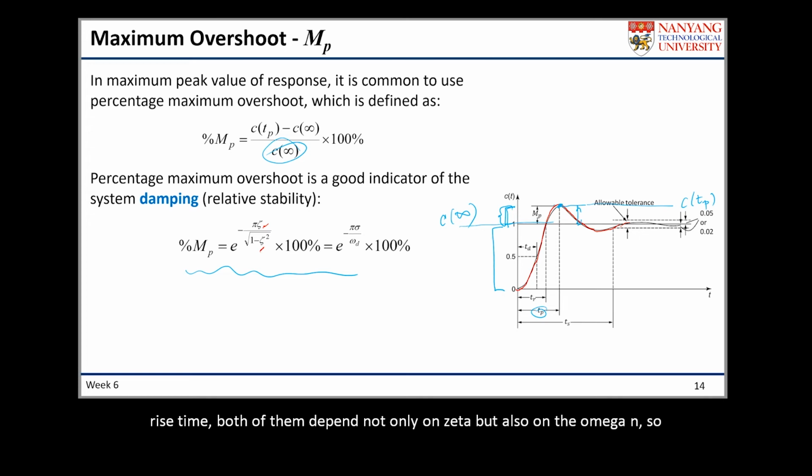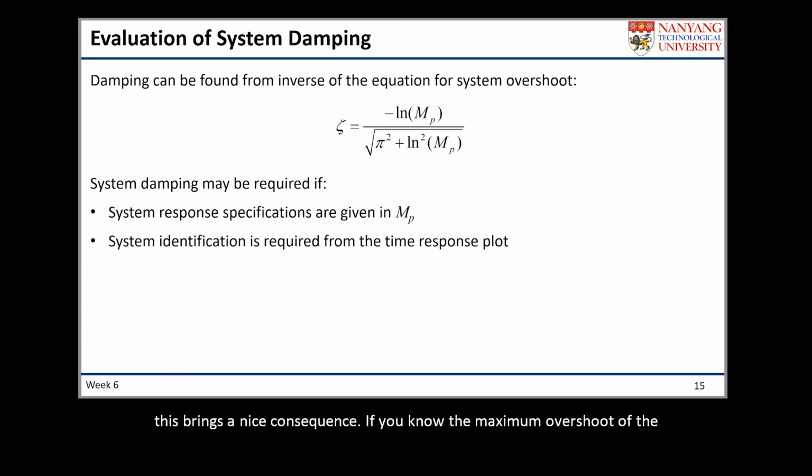Okay, so this brings a nice consequence. If you know the maximum overshoot of the system, then you should be able to estimate the zeta of your system. If you know the maximum overshoot of the response of your underdamped second order system, you should be able to estimate the damping ratio zeta.